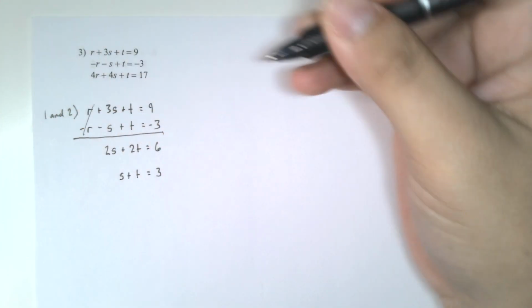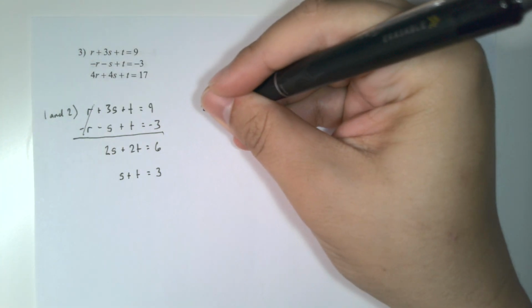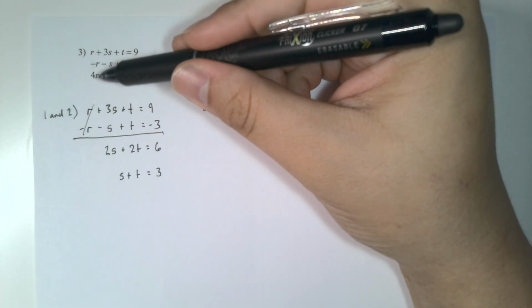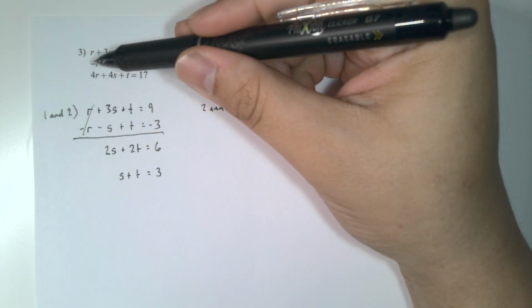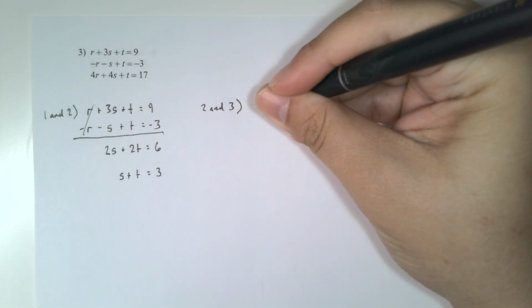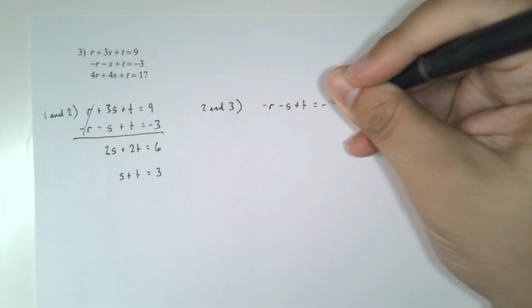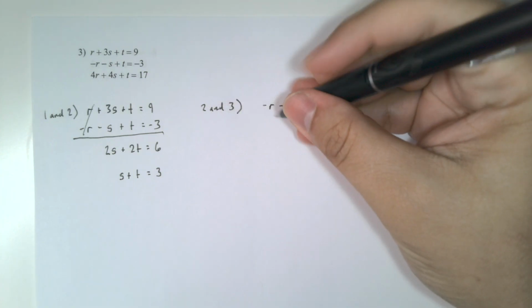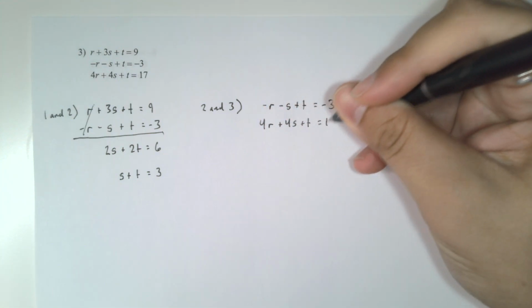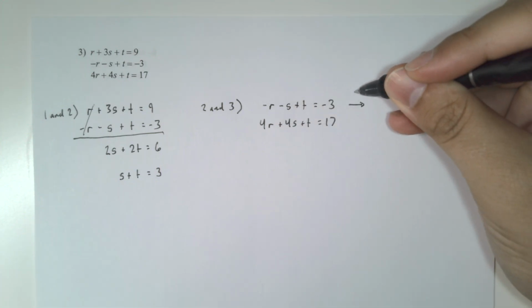Now we have to use a different pair of equations. And what if we use equations, say, 2 and 3? Because all we have to do to eliminate r again is multiply the middle equation by 4. So if we take negative r minus s plus t is equal to negative 3, and then the bottom equation, 4r plus 4s plus t is equal to 17, we can get r to eliminate again by multiplying this one by 4.